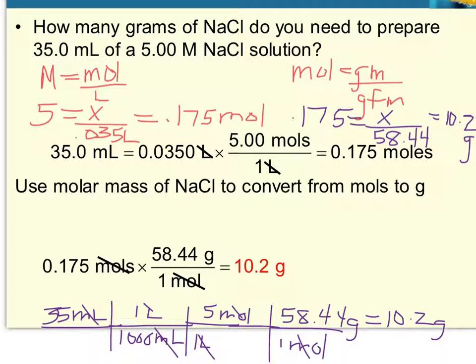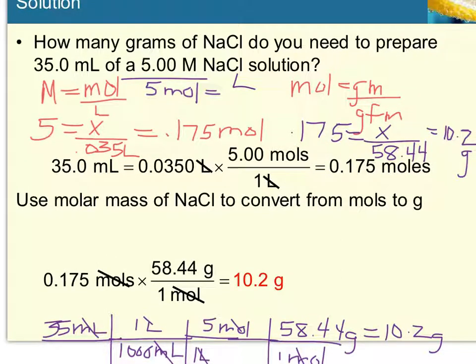Okay, so one way that you can do it is in 2 separate formulas. You can see on the top left I have the molarity formula. Molarity equals moles over liters. I knew that I had 5 moles per 1 liter because I would first rewrite this as a conversion factor. 5 moles equals 1 liter, right? So there's my 5 molar right here equals moles X over 0.035 liters. I get 0.175 moles.